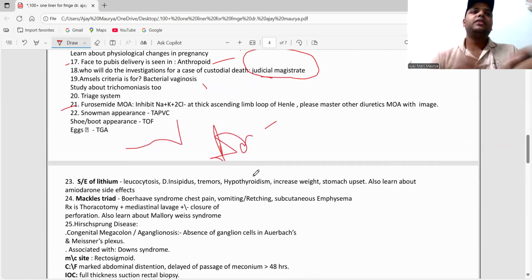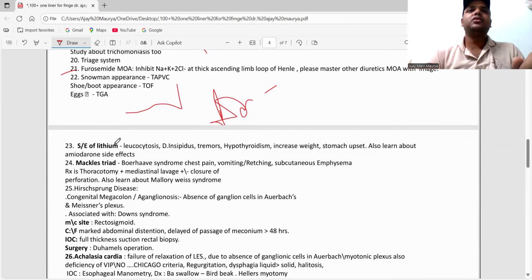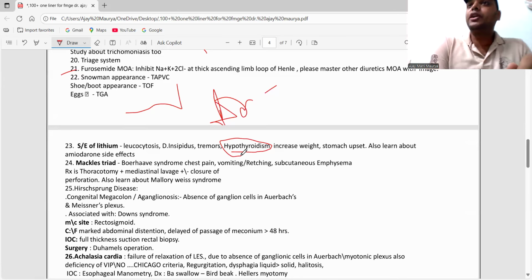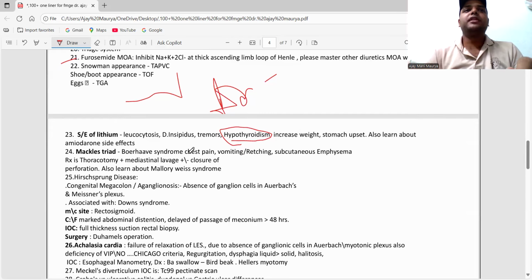Next one, what are the side effects of lithium? The mnemonic is lithium itself: L for leukocytosis, D for diabetes insipidus, T for tremors, H for hypothyroidism. Lithium causes hypothyroidism, not hyperthyroidism, whereas amiodarone causes both hypo and hyperthyroidism. Also learn about hypothyroidism.